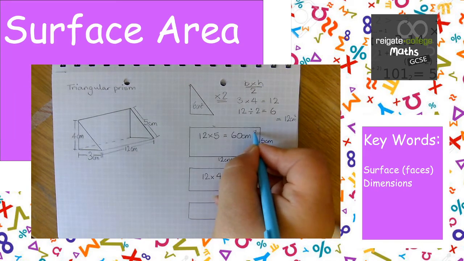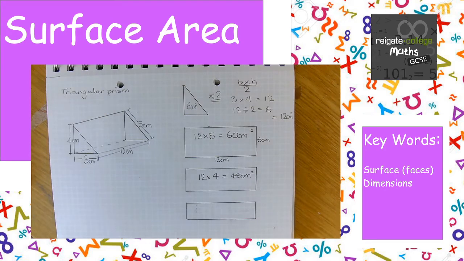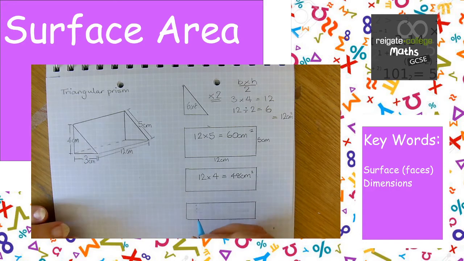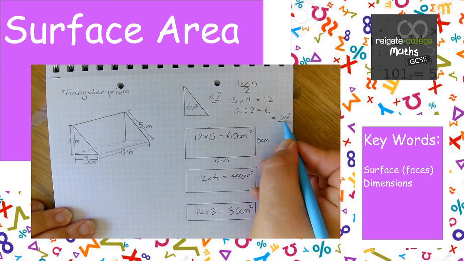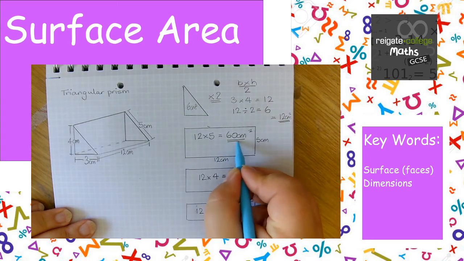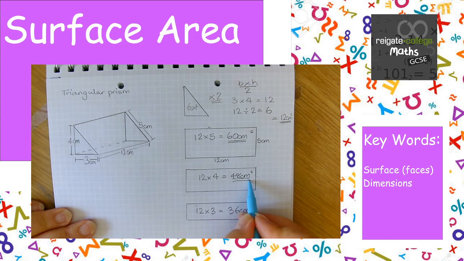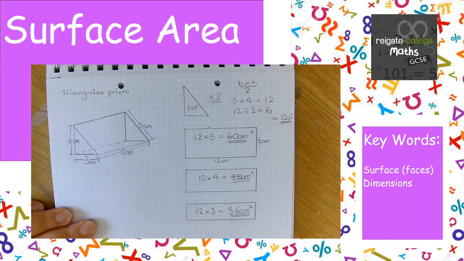These are all squared measurements because they're areas. The final rectangular face is the base of my prism, which still has a length of 12 but a width of 3. So this time my calculation is 12 times 3, which gives my base an area of 36 centimetres squared. All that's left now to do is total up my surface areas of 12, 60, 48 and 36.